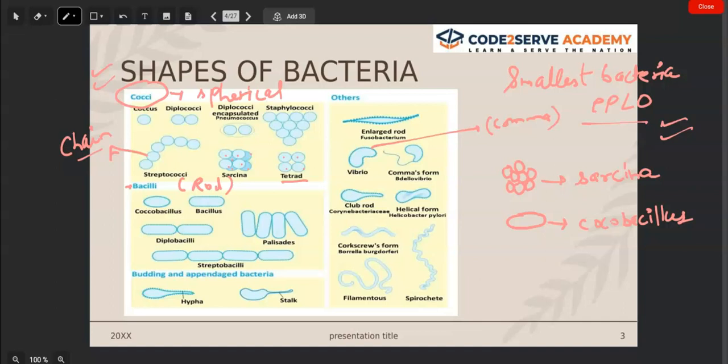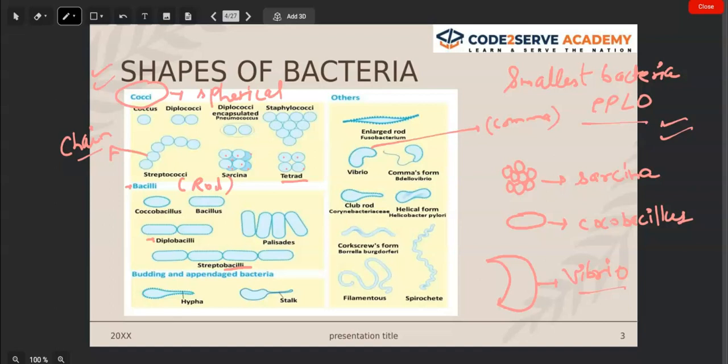Bacillus can occur in twos, then it is called diplobacilli. When they form a group, they are called palisades. But when they are present in a chain-like manner, it is called streptobacilli. Now we are coming to the vibrio shape. Vibrio is a comma shape, like a comma, like the Vibrio cholerae, which is responsible for causing cholera. Okay, so they are comma shaped.